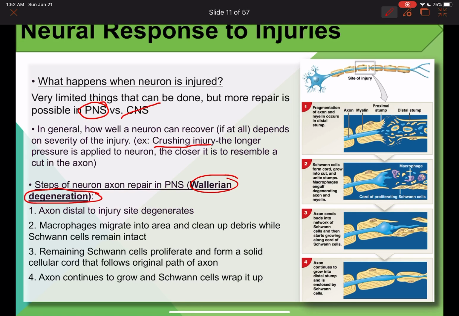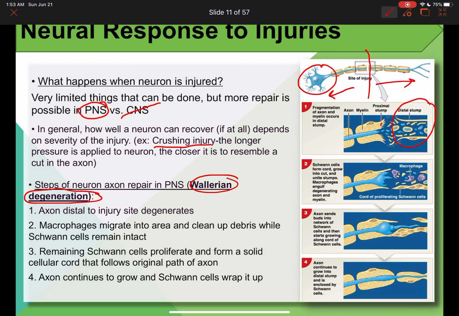For example, let's say a neuron was cut in half like this, here in the middle of the axon. So what happens first is that the axon distal to the injury site, this is the cell body, so towards this way is proximal and towards that way is distal. So that distal stump, which is the broken end of the axon, will actually start to degenerate. And then the proximal stump will stay intact.